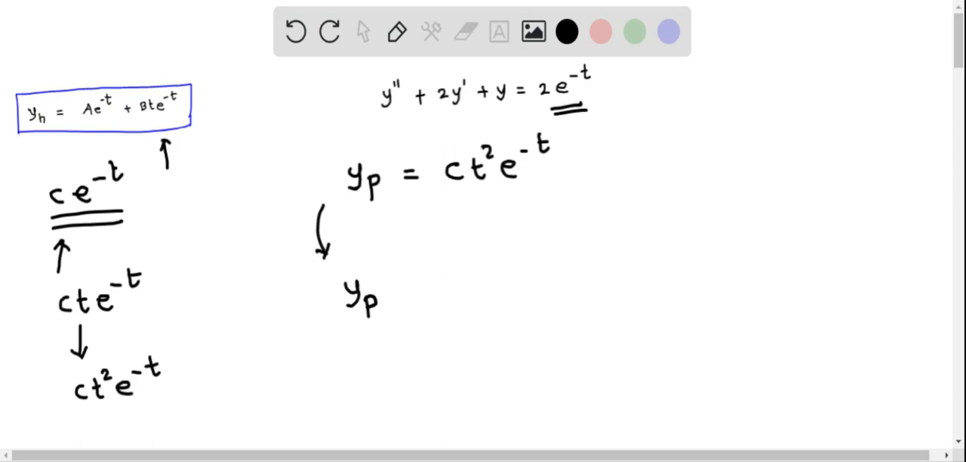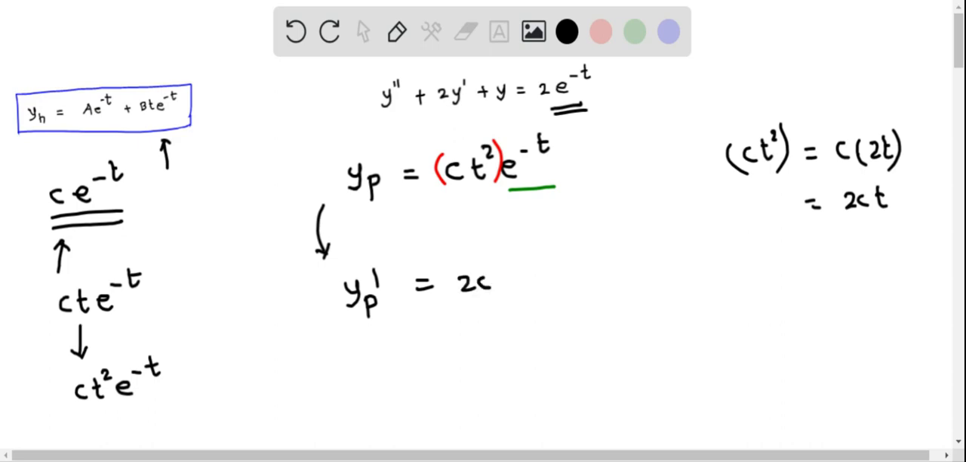We will get yp prime, and this equals, here we can use the product rule, considering this expression as first, and then the e power negative t as the second expression. So first I differentiate the first expression. This will be ct square. If you differentiate using the power rule, we get c times the differentiation of t square, which is 2t. So this basically is 2ct.